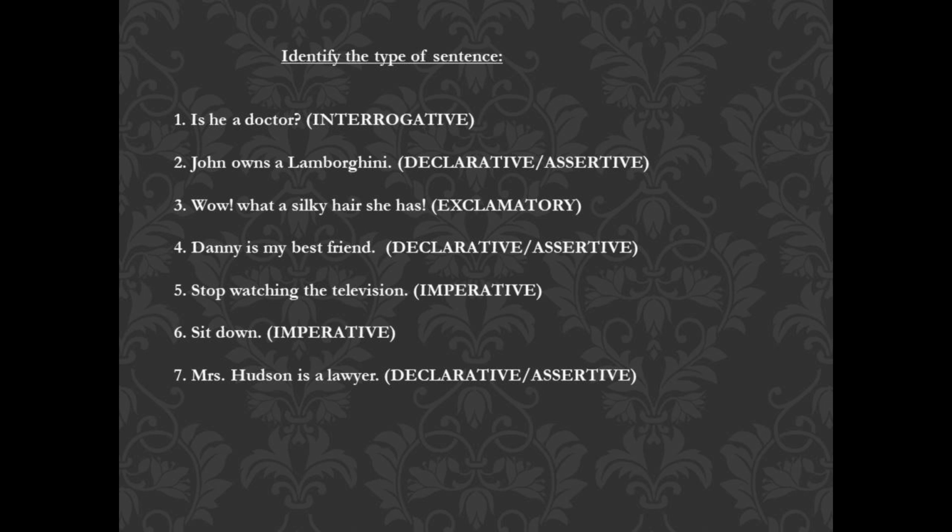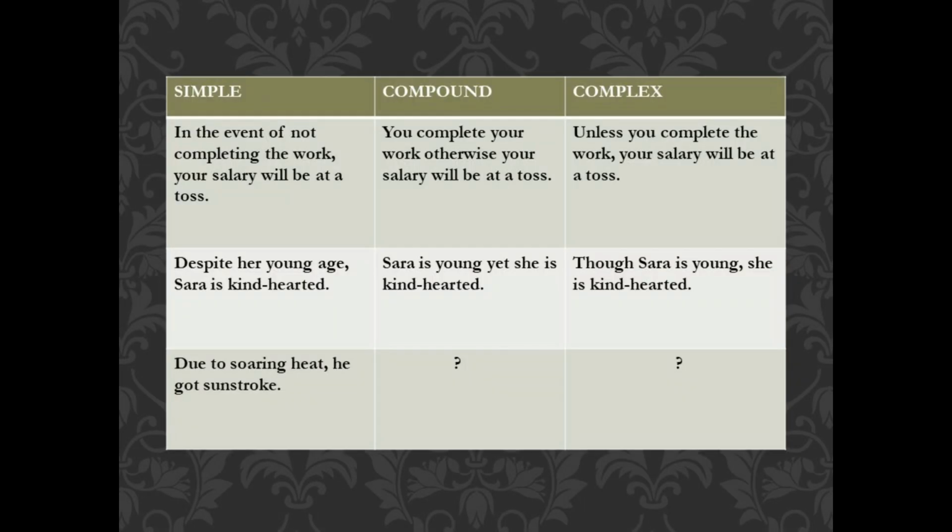The next one, similarly, is "Sit down." This again is an order, sit down. So, this is imperative. The last one is "Mrs. Hudson is a lawyer." Here, this makes a declaration. This statement is a declaration that Mrs. Hudson is a lawyer. So, it is a declarative type of sentence. Declarative is also called assertive. So, moving on to the next exercise.